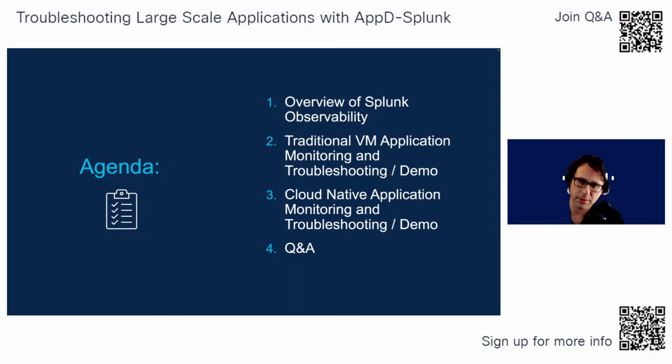We'll do that by first overviewing Splunk Observability. A lot of things have changed in the recent months and the last year. I'm sure you guys have been following it in the news as well. If you're a customer currently, I'm sure you are privy to the knowledge that Splunk and Cisco are now one. So in addition to the overview, we're also going to be going over the traditional application monitoring and troubleshooting with a demo there, as well as the more modern cloud native application monitoring and troubleshooting with a demo there as well. And then we'll wrap up with a Q&A at the end.